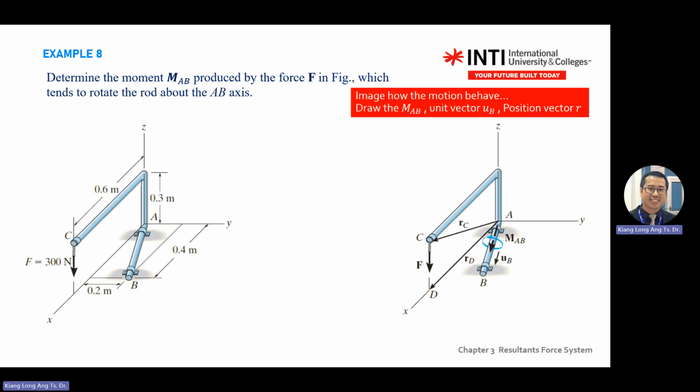Why do we need UB? Because the question asks you for the moment of AB, which equals the matrix of U dot, not cross, dot, R cross F. Okay, so if you see a vector that is not on the axis, you need to use this formula, M equals U dot bracket R cross F, because you will project the vector onto the axis. Another meaning is you project the force F reaction onto the member of AB.